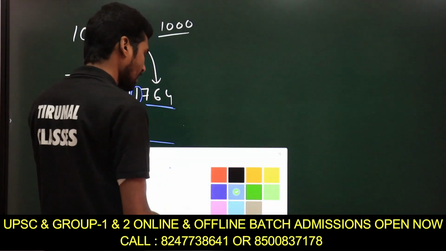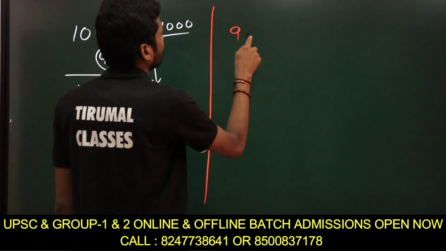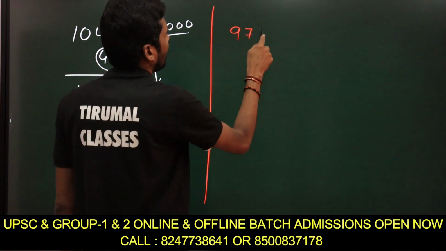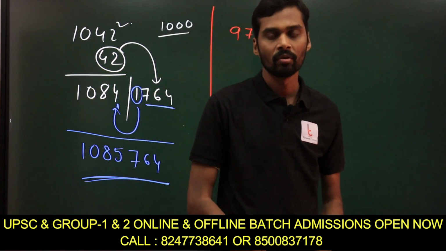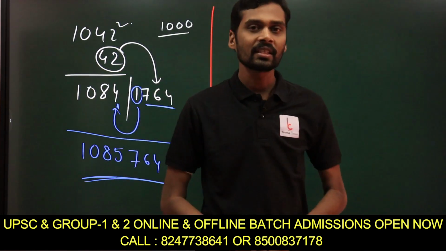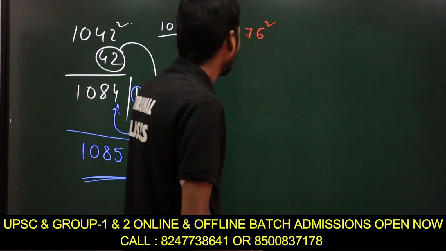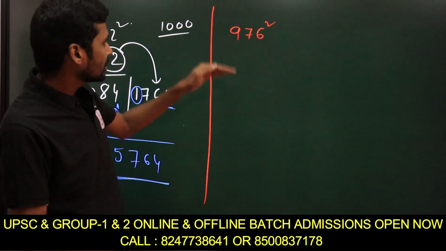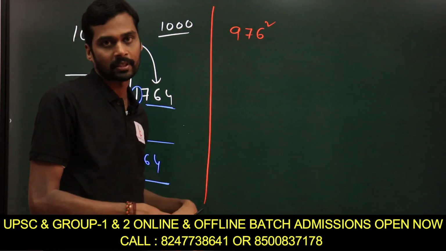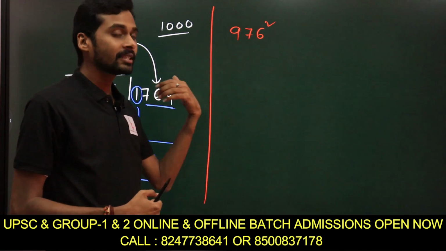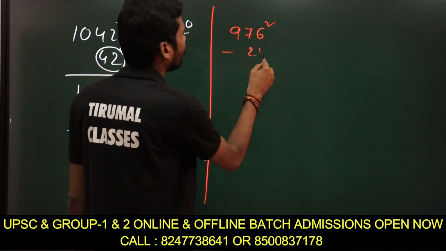Okay, let's take another example: 976. What is the square of the number 976? Now this is less than 1000, right? How much is 976 less than 1000? Yes, it is less by 24.